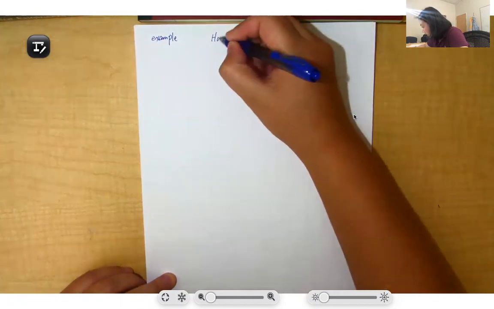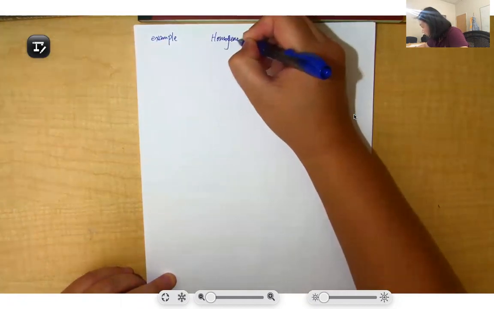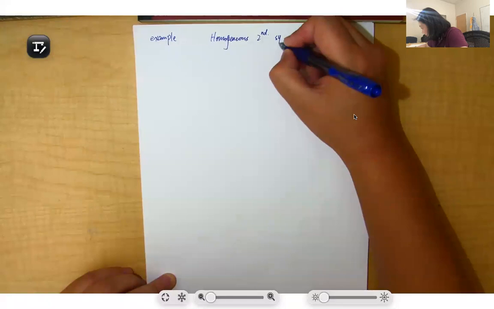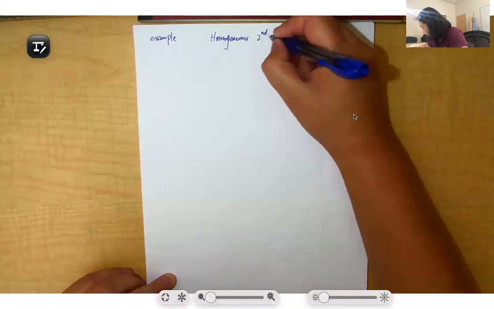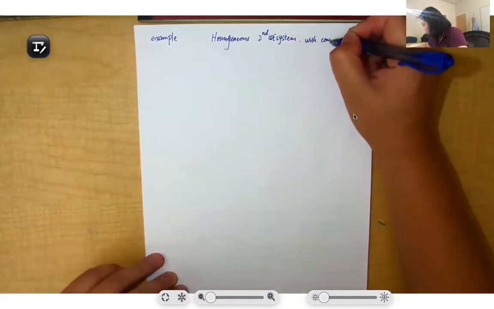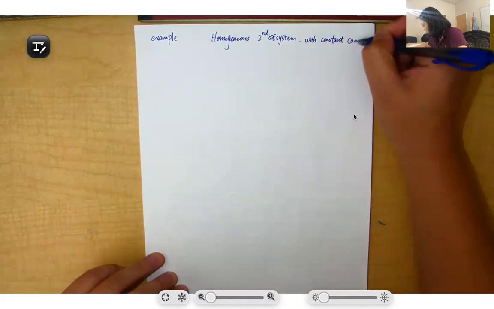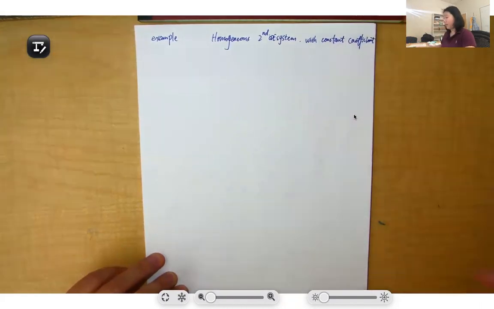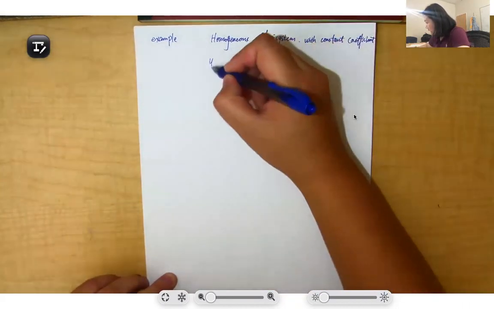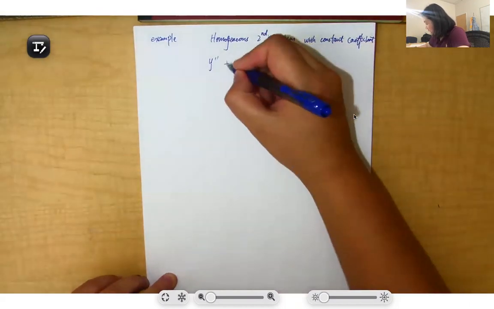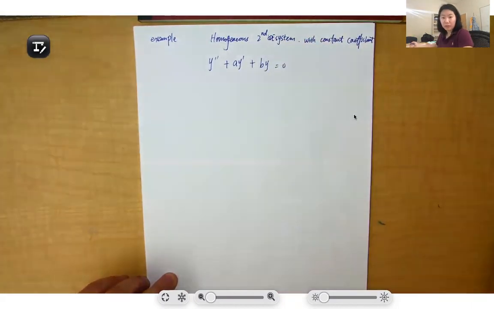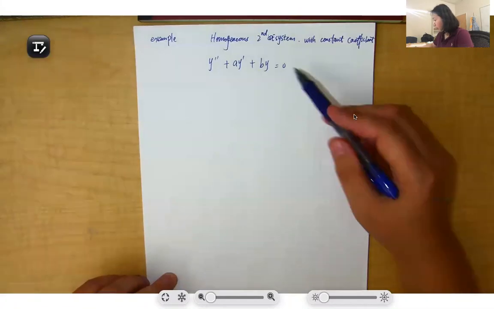Okay, so the example is a homogeneous second order ODE system, and this is a linear system with constant coefficients. So we can write this second order ODE as y double prime, that is the highest order, plus a y prime plus b y. And this is a homogeneous second order ODE, so the forcing function will be equal to 0.